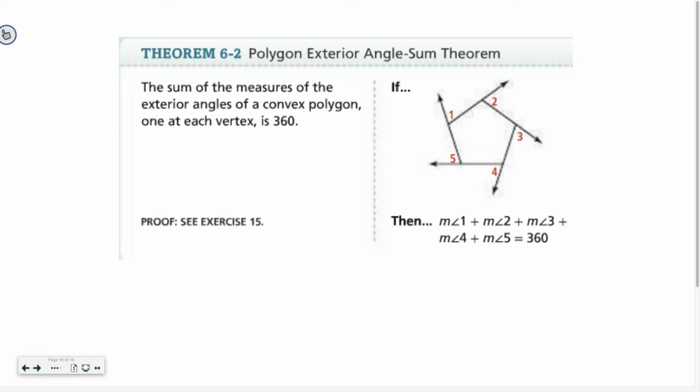All right. Here is the theorem just stating that information, if you would like to take a screenshot and add it to your collection of screenshots.